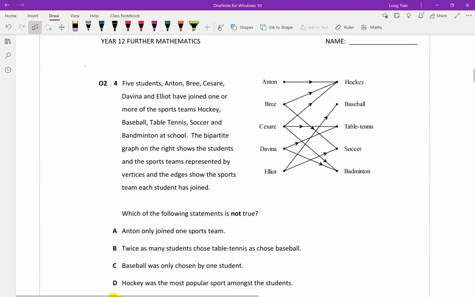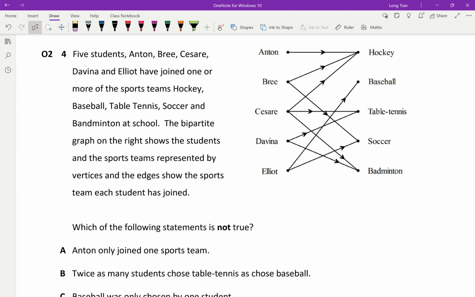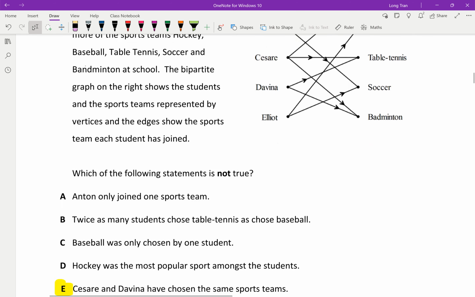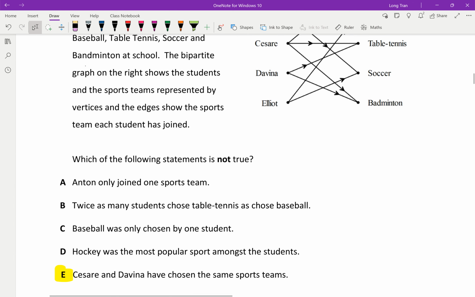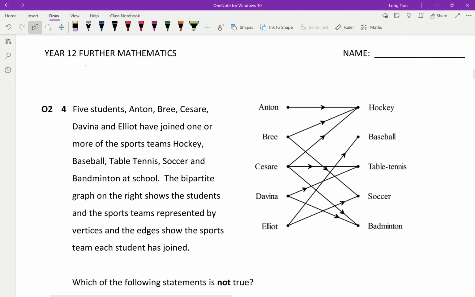We're moving on to question 4, almost halfway. So now this looks like an allocation problem. 5 students, Anton, sports, hockey. The bipartite graph on the right shows the students and the sports teams represented by the vertices. Which of the following statements is not true? Anton only joined one sports team. Well, that is true. Anton only is connected to hockey.